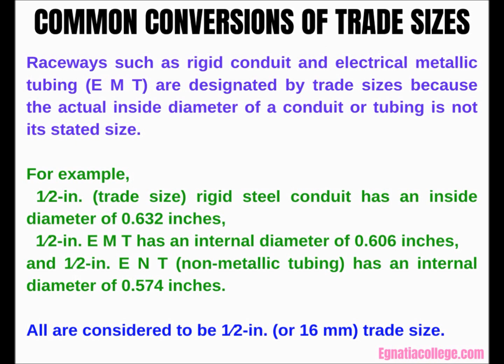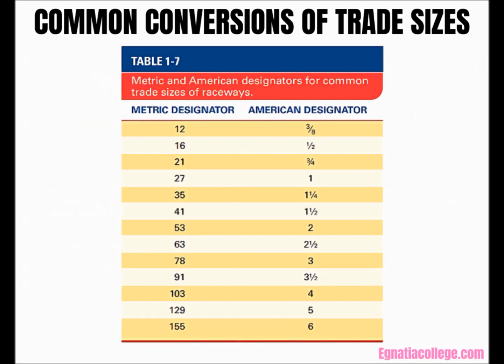The 2018 CEC designates raceways in metric units only. The actual size of the raceway has not changed. Only the fact that metric units of measure are used to designate the trade size of the raceway. This table on page 46 of the CEC lists the equivalent metric and American designator units. Outlet boxes are still referenced in inches. The volume of the boxes is given in both cubic inches and cubic centimeters.